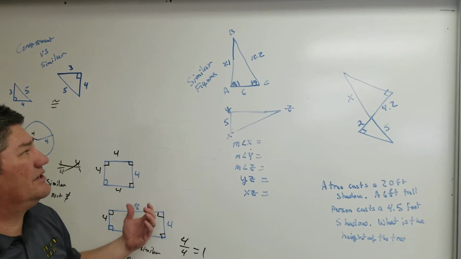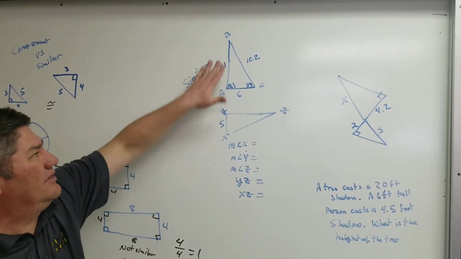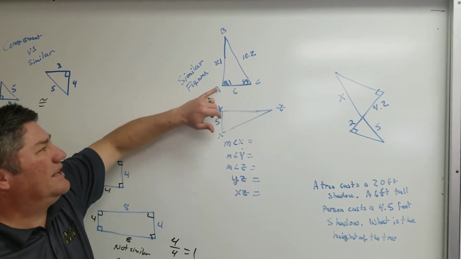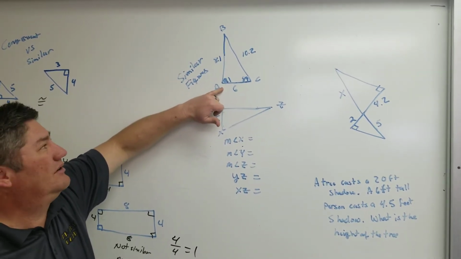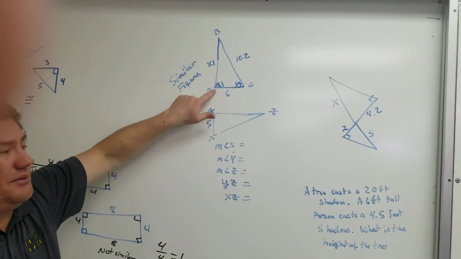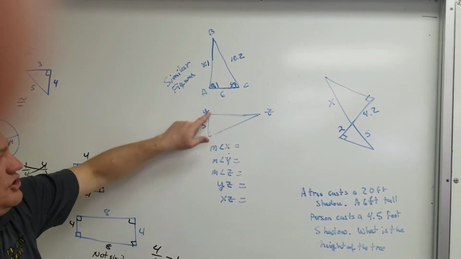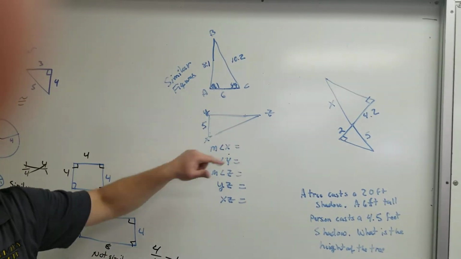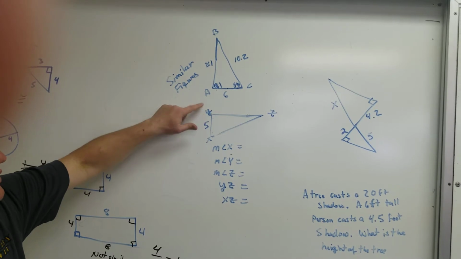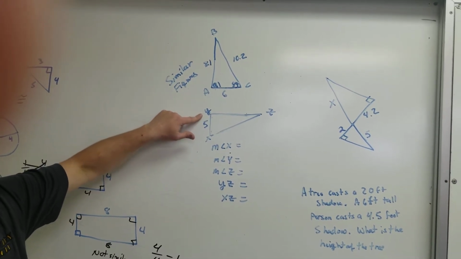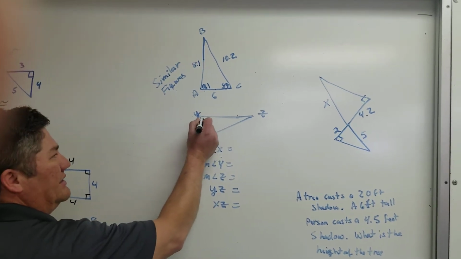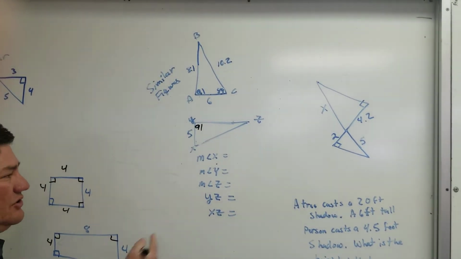So if you think about this, which is the biggest angle in this top triangle? Don't even look at this, just look up here. Which one is the biggest of those three angles? Well, it would be this one, A, right? Now look down in this triangle. Which one is the biggest of these three? Well, it would obviously be Y. So therefore, A and Y, if they're similar, must be the same measure. So therefore, Y is 91. So I can put that right here.